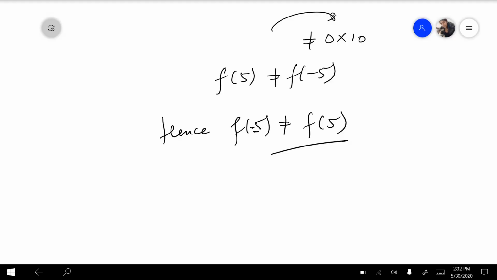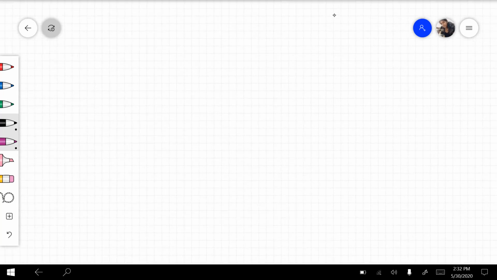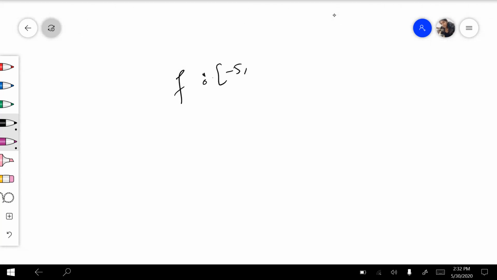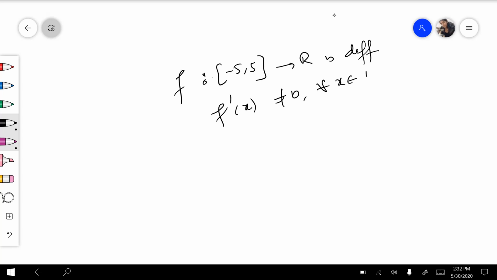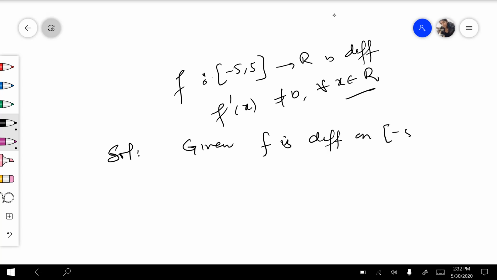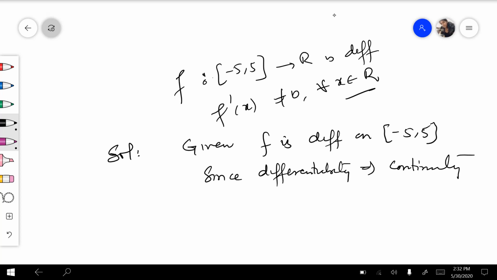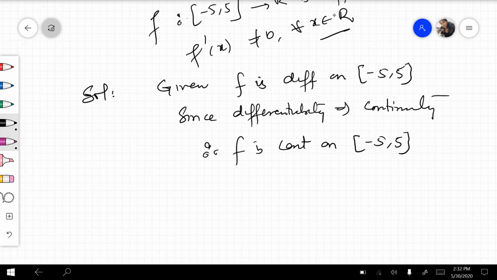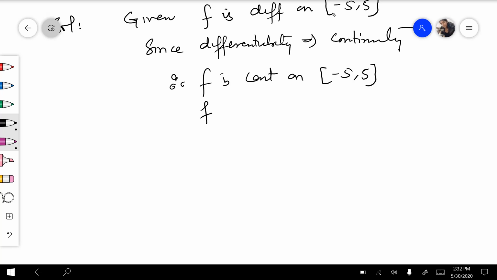चलो इसको रोल्स थ्योरम से करते हैं। द सेम क्वेश्चन फिर से एक बार देख लीजिएगा। f from -5 to 5 to R is differentiable and f dash x is not equal to 0 for every x belongs to R. So with the help of Rolle's theorem, given f is differentiable on -5 to 5, since differentiability implies continuity, therefore f is continuous on the closed interval -5 to 5. ठीक है, and it was given that f is differentiable on the closed interval, so I can take the corresponding open interval.